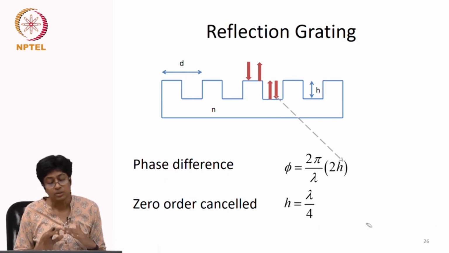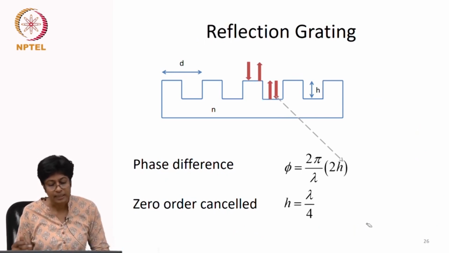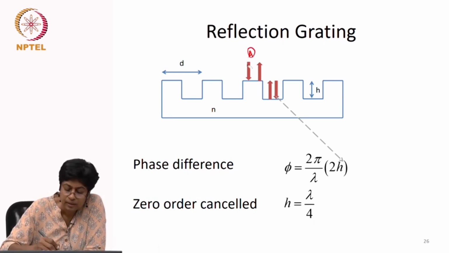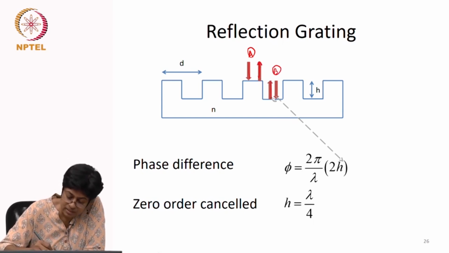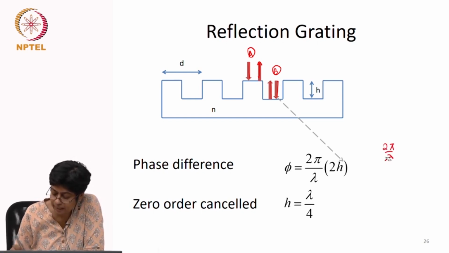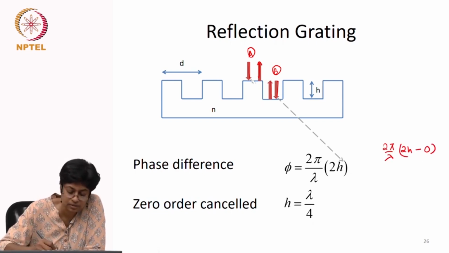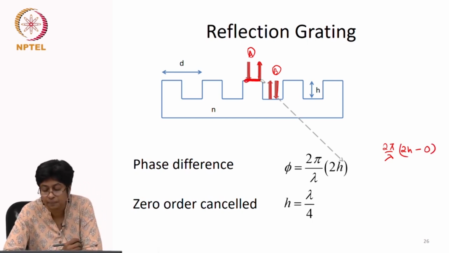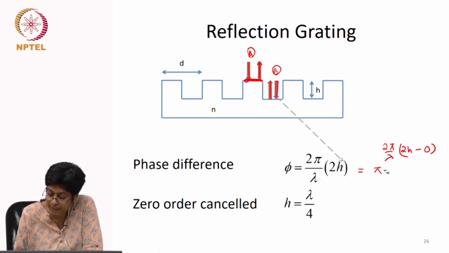Okay, I can use a similar idea for a reflection grating. Here, part A of the beam hits this surface and reflects here, whereas part B travels this distance h and then another distance h and comes here. So the phase difference now between these two is 2 pi by lambda 2h minus 0, because this hasn't, if I consider this as my base, my reference point. Okay. Again, if I set this condition to pi, this is for 0 order cancellation.